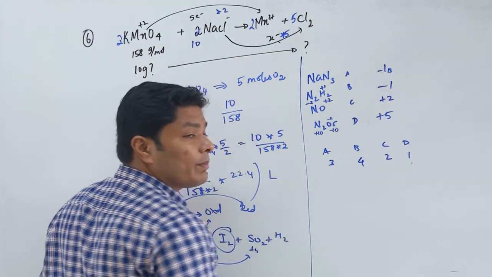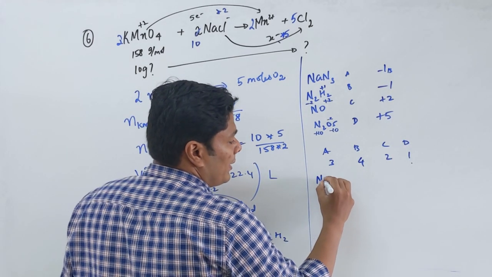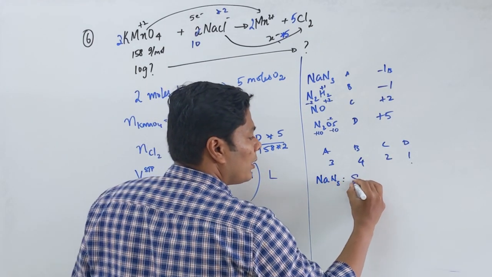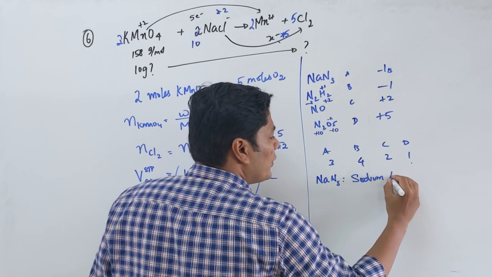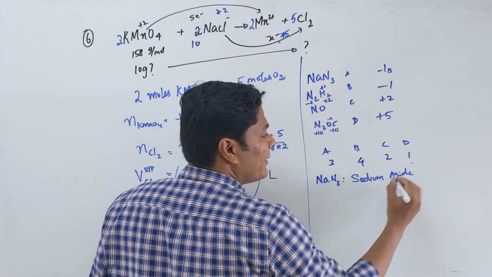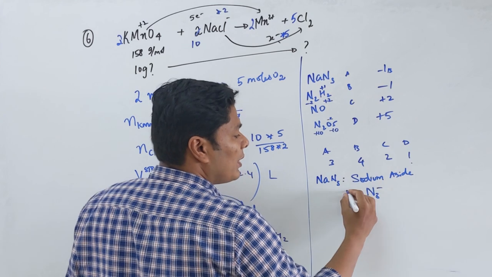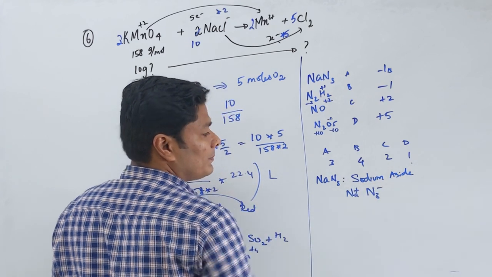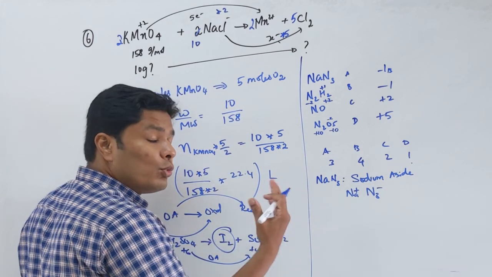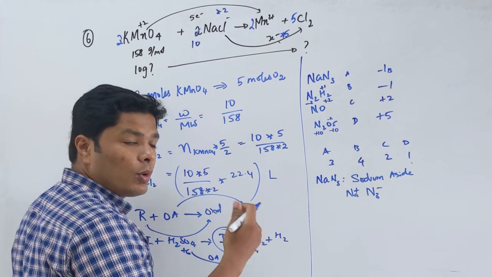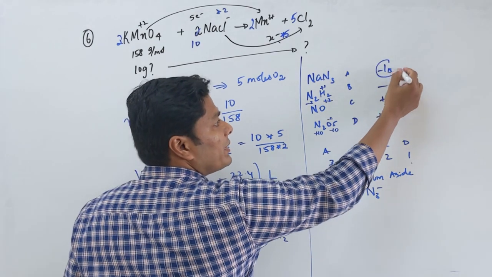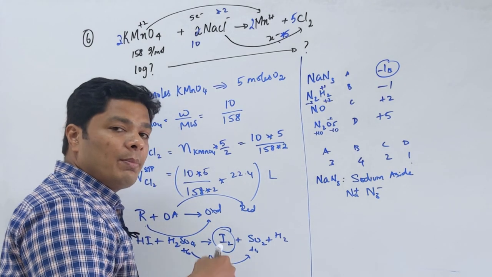Now how do I get -1/3? NaN3 is called sodium azide. Azide is N3 minus. So it is Na plus and N3 minus. The 3 nitrogens together are -1, so 1 nitrogen is -1/3.